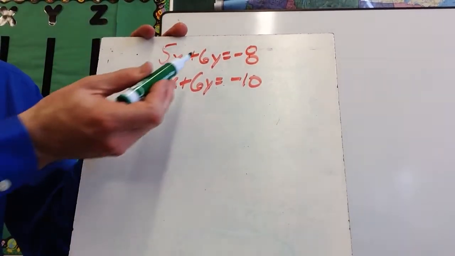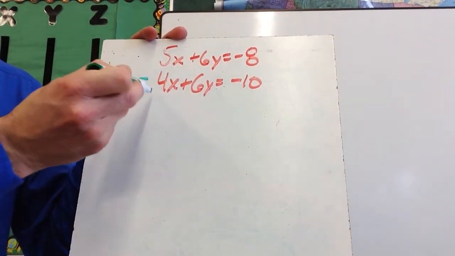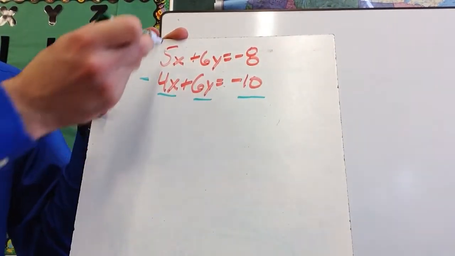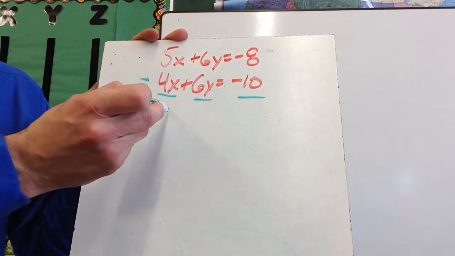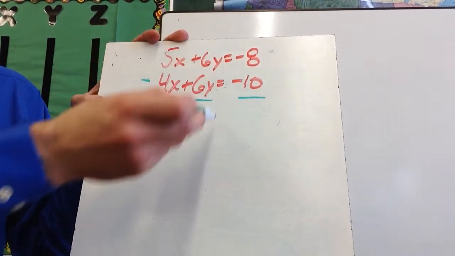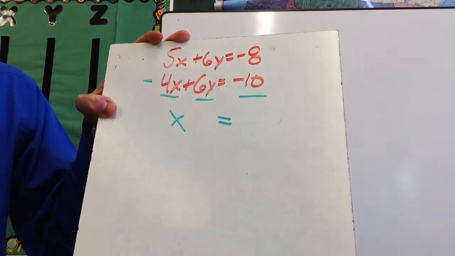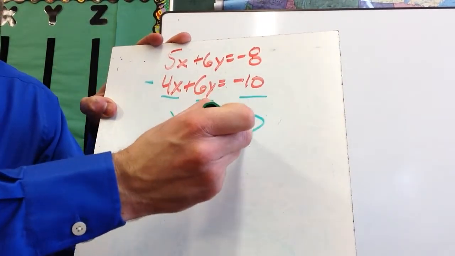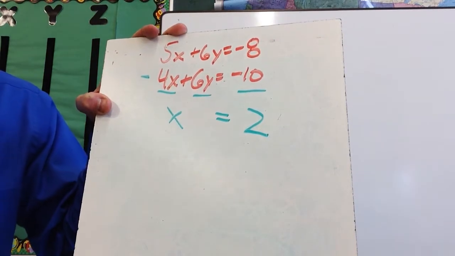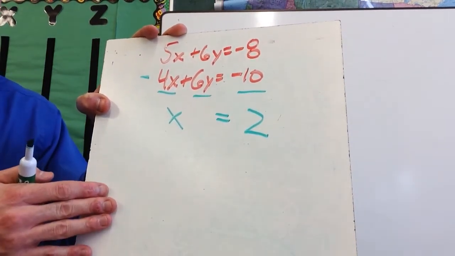All right, since 6y and 6y are the same, I can subtract. And so 5 minus 4 gives me 1x. This cancels out. I'm left with negative 8 minus negative 10, so x equals positive 2. Now be careful with that. Make sure you're getting positive 2. All right, I'm going to switch to a different slide.